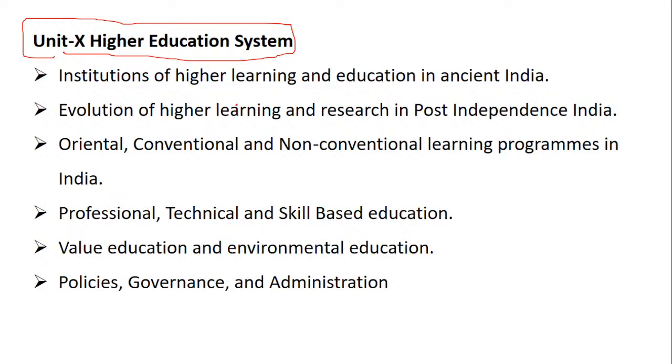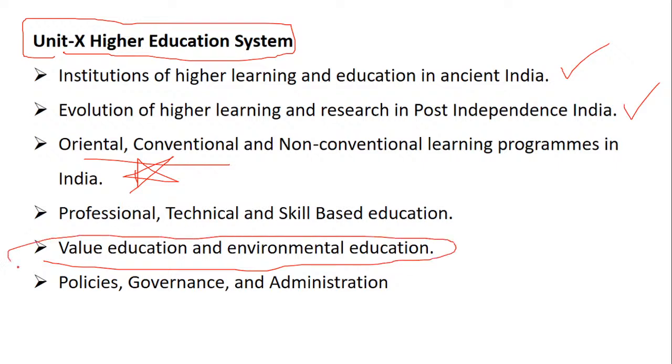The syllabus covers the institutions of higher learning and education in ancient India, and the evolution of higher learning and research in the post-independence period. Then conventional, non-conventional and oriental learning programs, where you definitely get a question. In the last 4 to 5 cycles, one question definitely comes on this topic. Then professional, technical and skill-based education, along with value education and environmental education. Value education also keeps bringing one question.